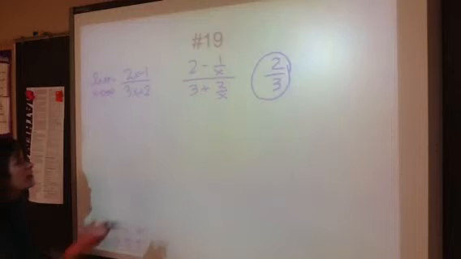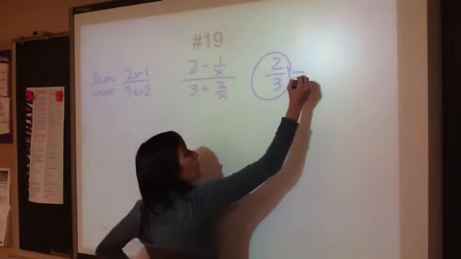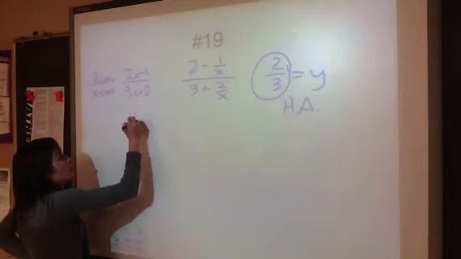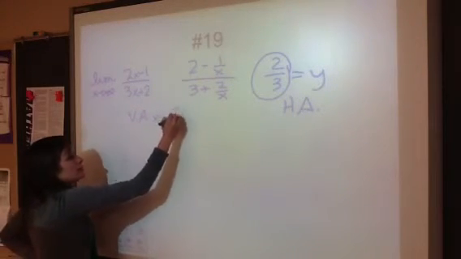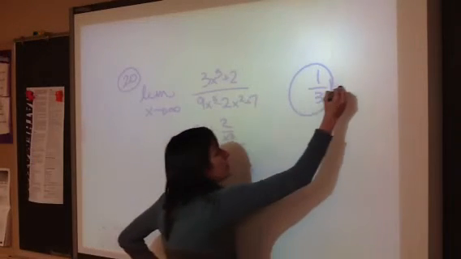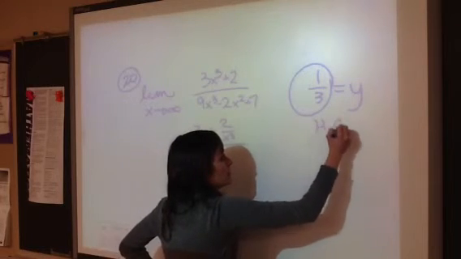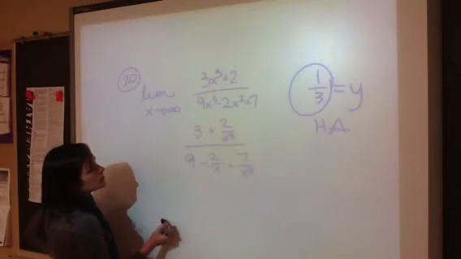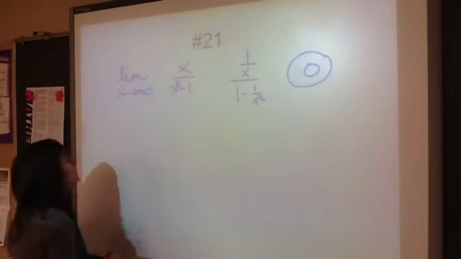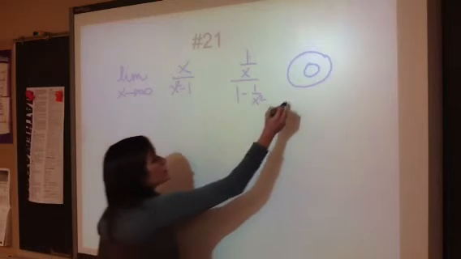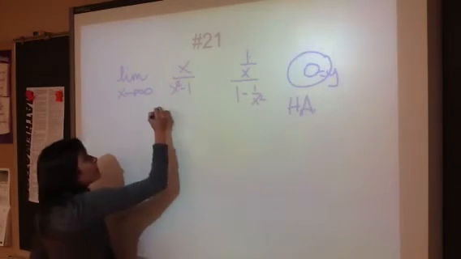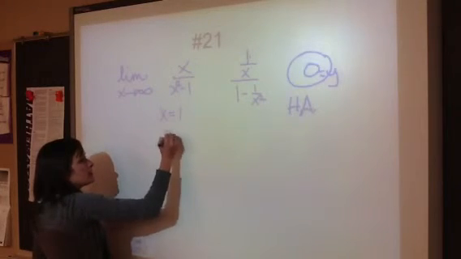For 19, I would say horizontal at y equals 2/3. I would say a vertical at x equals negative 2/3. For 20, horizontal at y equals 1/3. Vertical, yikes, not possible. All right, 21, horizontal at y equals 0, and vertical at x equals 1 and x equals negative 1.